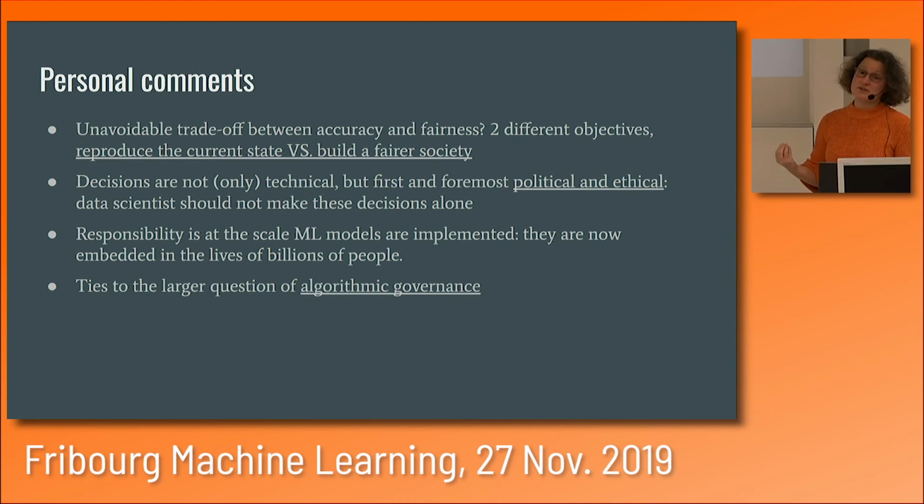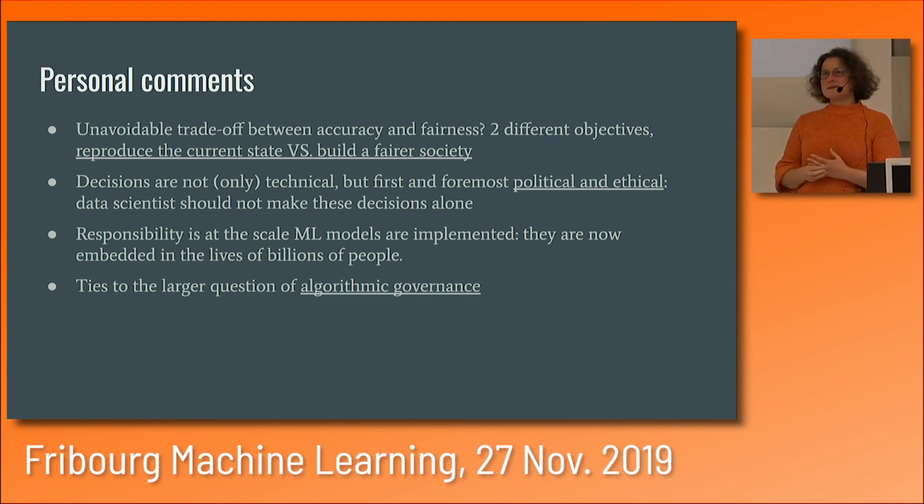So yeah, I would advocate to share this responsibility across not only data scientists, but decision makers, business, law experts and ethical experts. And it ties to the larger question of algorithmic governance. I won't go into that, but in Australia, I don't know if it's a machine learning model, but they have implemented something to check whether the social benefits that people receive are correct or not based on their income. And there have been a large number of errors made.